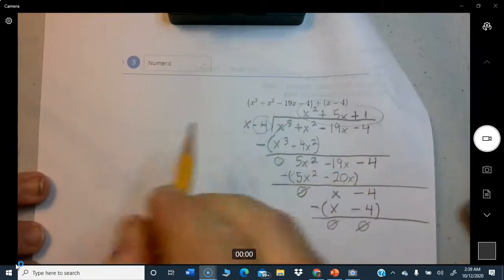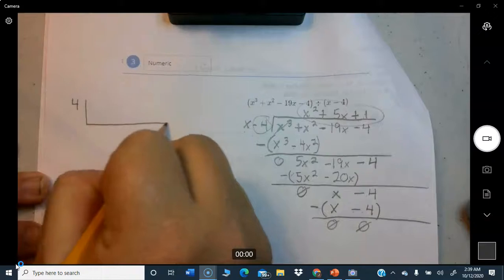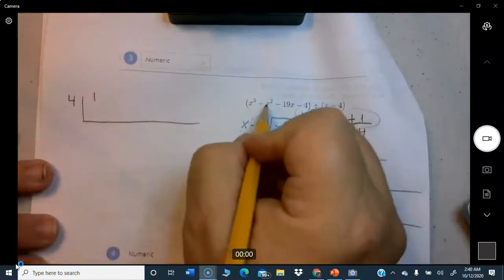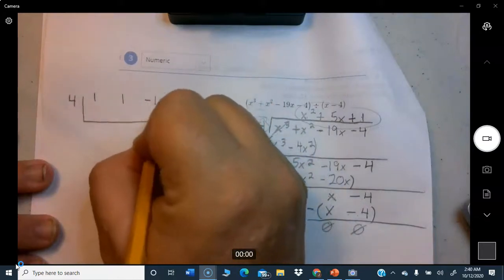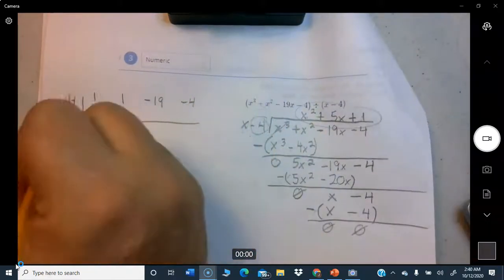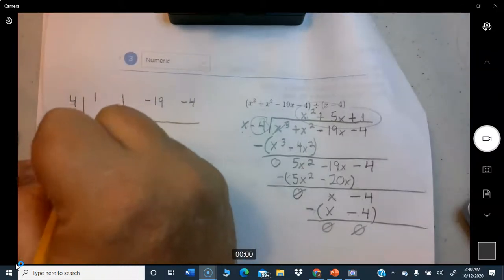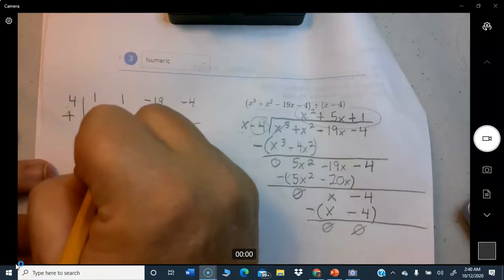Take this term, the negative 4, make it a positive. Draw an upside down bracket. Write your coefficients. It's a 1, 1, negative 19, negative 4. Okay, remember it's a plus sign. Go ahead and write a plus sign there to remind you of that. So pull the 1 down. 4 times 1 is 4. Add those together, you get 5.